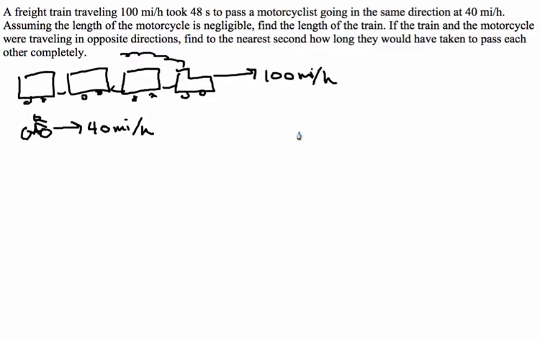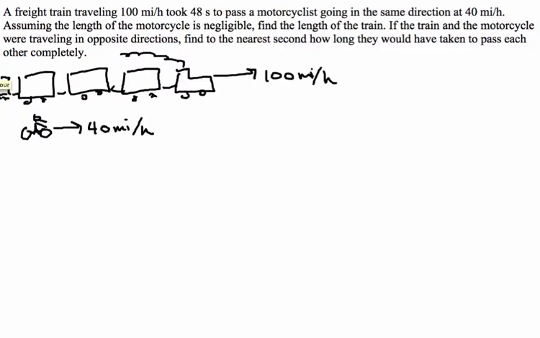When they say here, assume the length of the motorcycle is negligible, that means that it's essentially very small compared to the length of this freight train, right? I imagine that this train goes off the screen here. So the train is much, much longer in comparison to the motorcycle, and we can essentially think of the motorcycle's length as practically zero. What we know is how long some part of the train was next to the motorcyclist. So that happened over a period of 48 seconds.